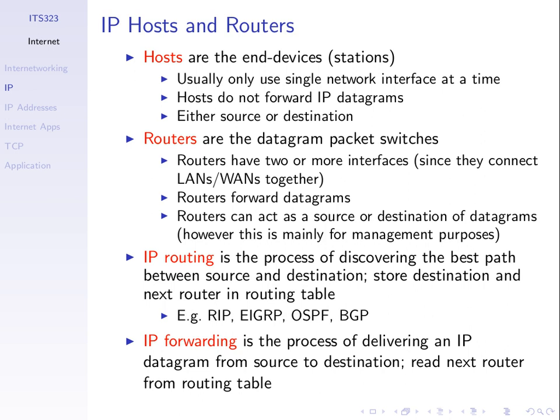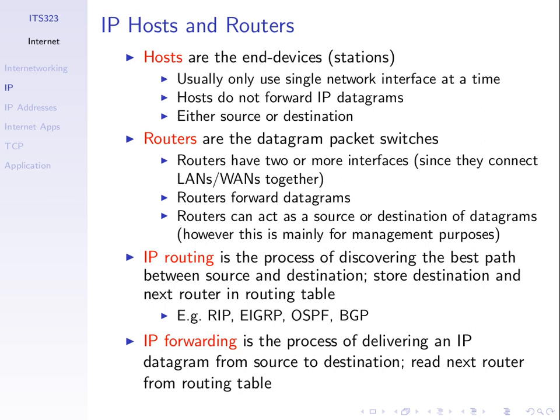IP routing is the process of finding the best path through a network, finding which set of routers we should send our data via. And we covered that in the topic on routing. We covered the concepts: we find the least cost path, then we put that information inside routing tables. That's what IP routing does.